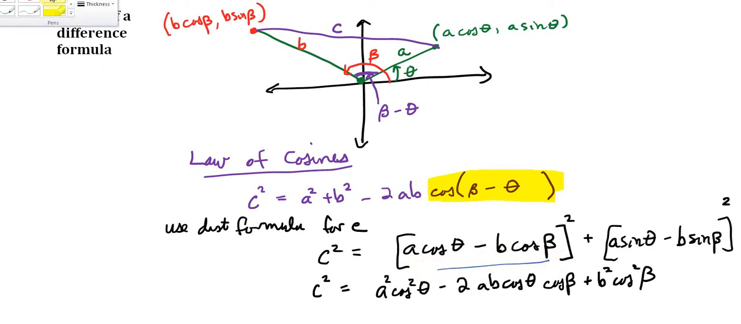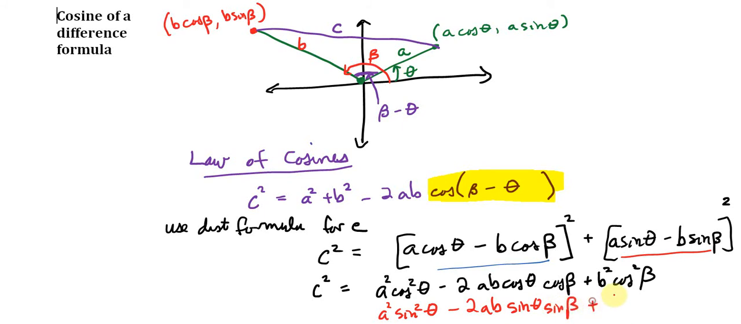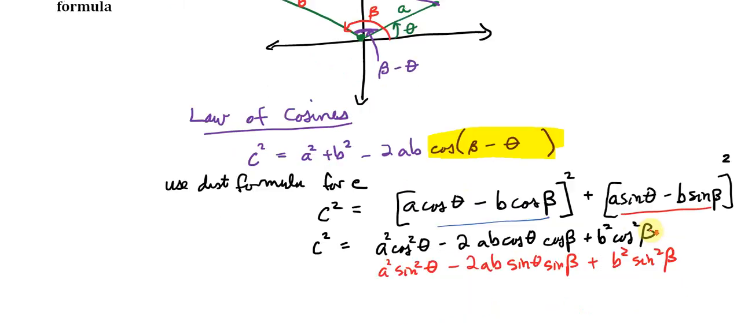Now when I expand out the second term here, I will get A squared sine squared theta minus 2AB, got to be careful here, sine theta sine beta plus B squared sine squared beta. Okay. Whew. So that's quite a crazy mess that we got ourselves there, but rest assured there's a way out of this.